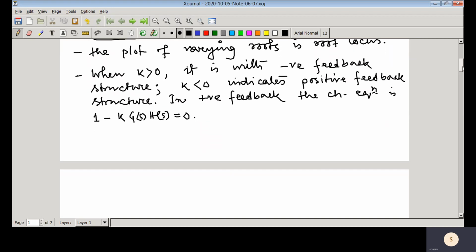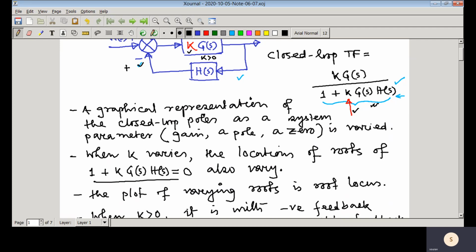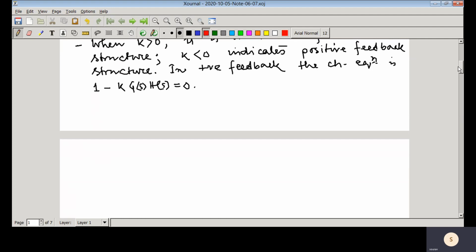Now let us see how we can formulate some other problems. Whenever the parameter is gain, we have discussed it, but whenever a parameter is a pole or a zero, how can we formulate that problem in this particular framework? In this particular framework means we need to represent the characteristic equation in this structure, that is 1 plus the varying parameter into G(s)H(s). So let us see how to formulate that problem.